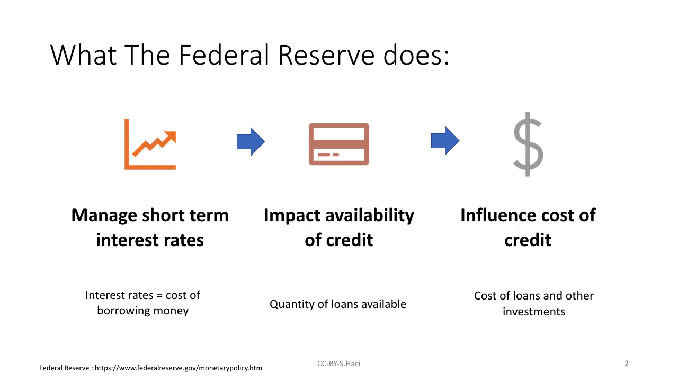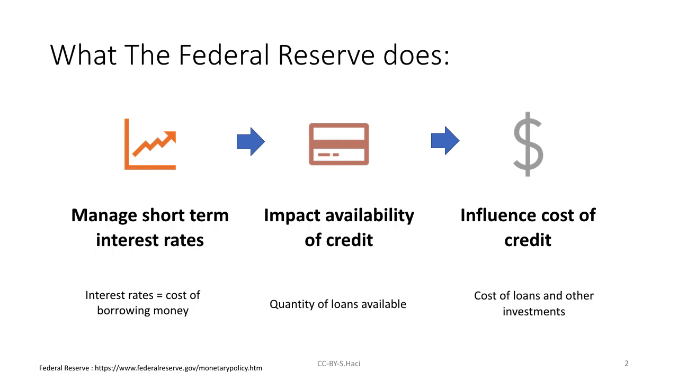Interest rates here represent the cost of borrowing money. If you were to borrow $10,000 to buy a car, you would have to repay more than $10,000 to the bank, and the extra amount that you give is the interest. So let's say if you pay 5% extra to the bank, the interest rate was 5%.